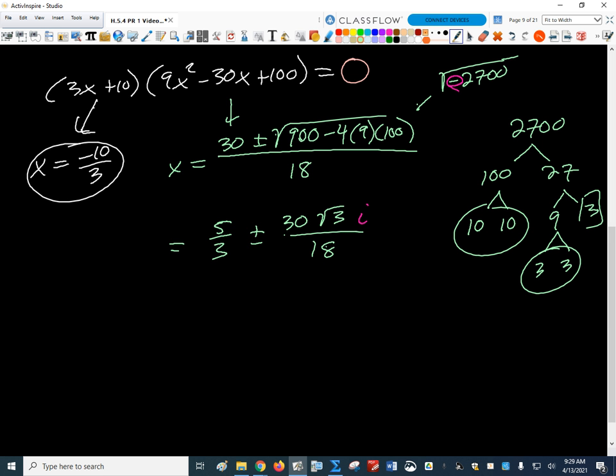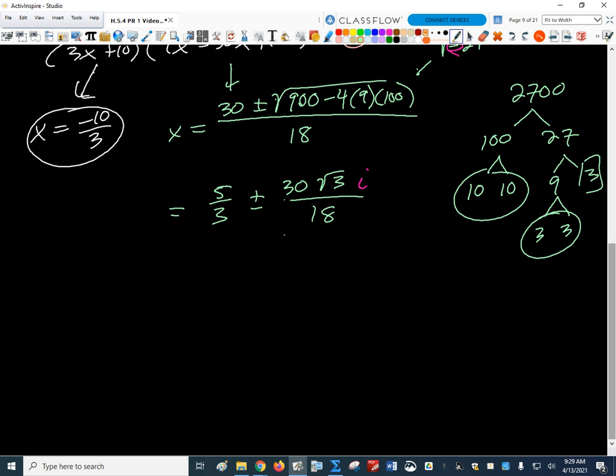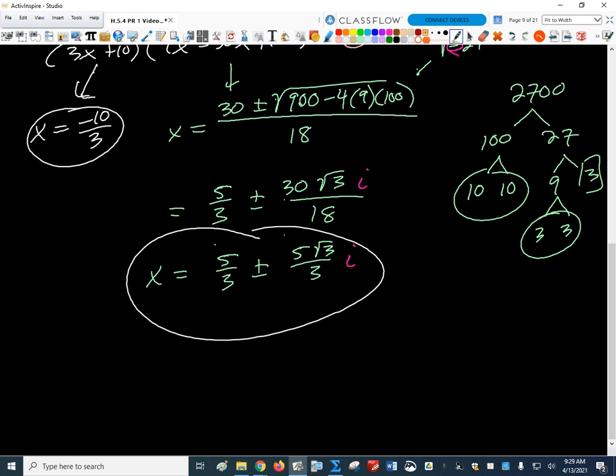And then 30 over 18 was just 5/3, wasn't it? Right, so we end up with our other solutions are x equals 5/3 plus or minus 5 radical 3 over 3 i. And there's our three solutions, right? We got a complex conjugate pair, and we got a real solution. Okay? How are we doing with that? Is that good? Okay.